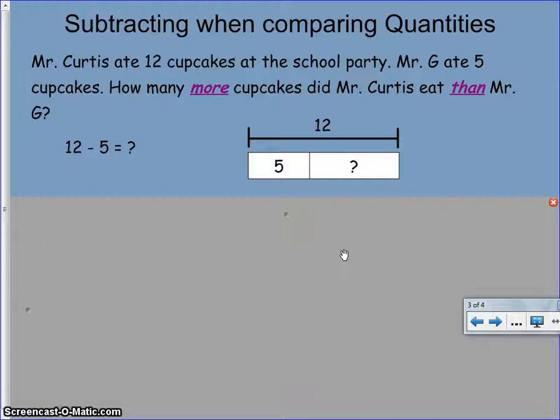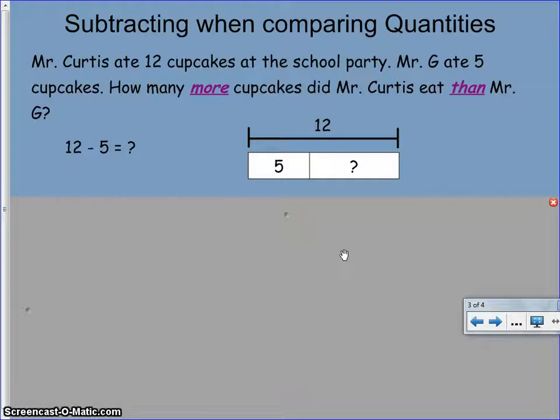So in this case, I'm actually comparing two quantities. I'm comparing the 12 cupcakes that Mr. Curtis ate to the 5 cupcakes that Mr. G ate. And I want to know by how many more did Mr. Curtis eat than Mr. G? So I'm actually comparing the two numbers, 12 and 5. And I want to know, well, how much bigger is 12 than 5?